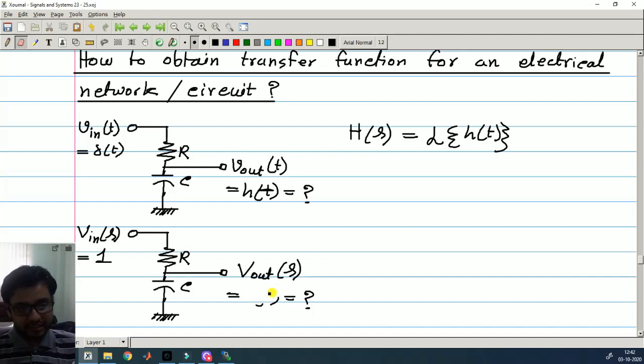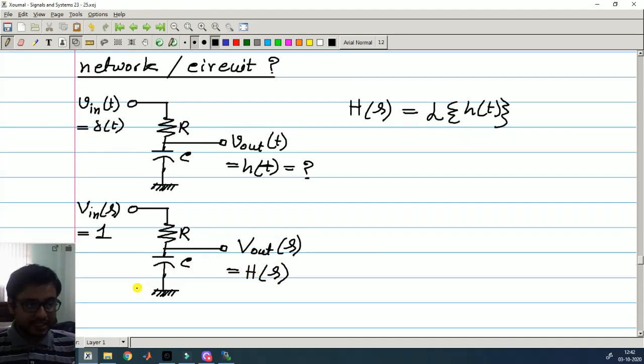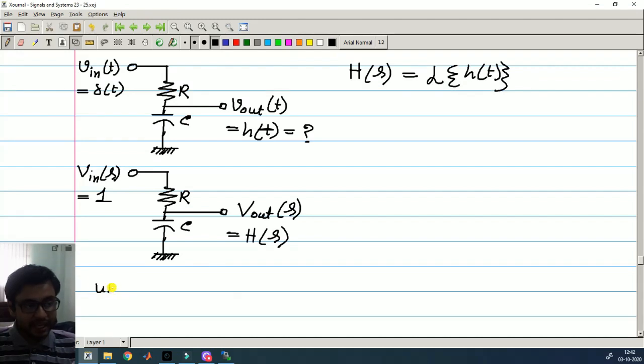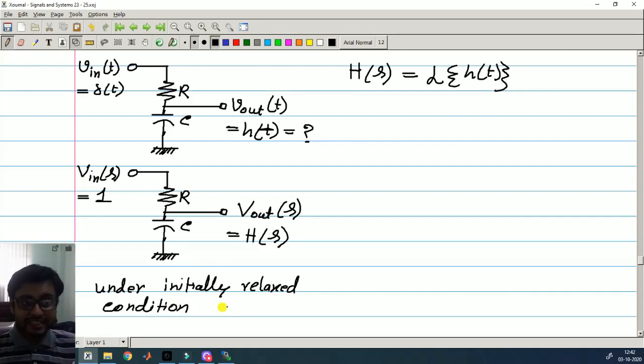Instead of Ht, write capital Hs. And remember, this is done under initially relaxed condition, because that is the definition of Ht. Ht is the response of the system when the input is delta t under relaxed condition. That is the definition. And initially relaxed condition means what? Means this voltage is initially 0.